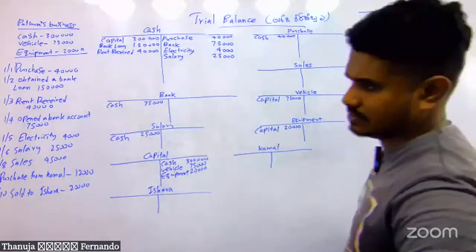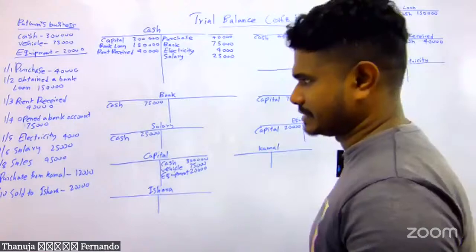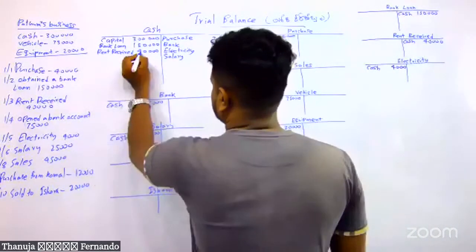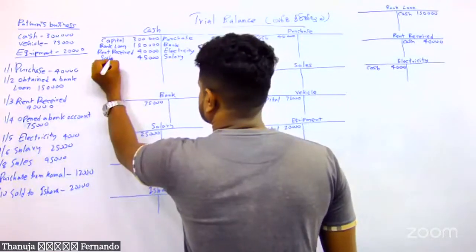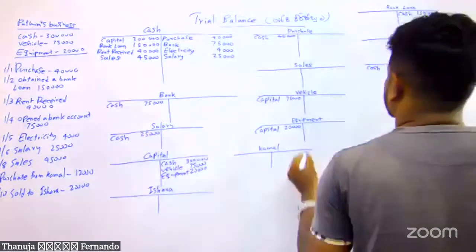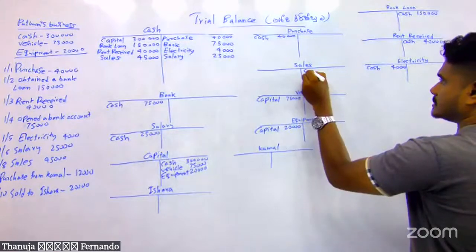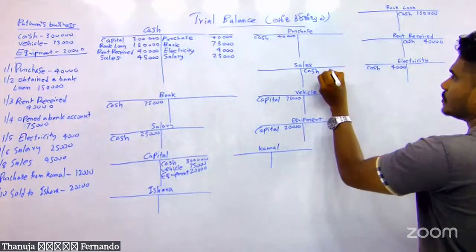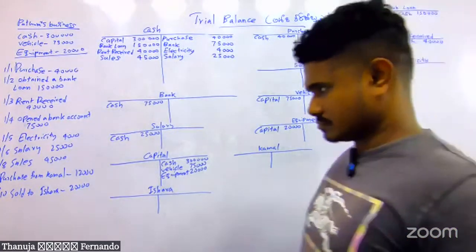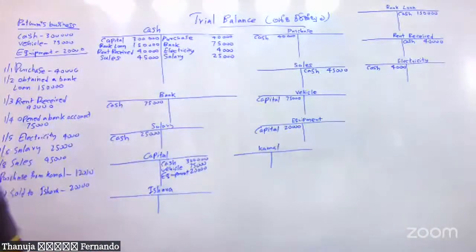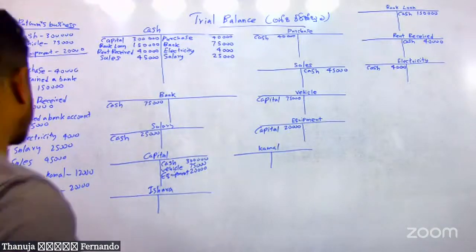Then sales 45,000. When we sell some stock, we receive cash. 45,000 means cash increasing, debit as sales. Sales is an income account. This is a cash sale, so cash account credit 45,000.